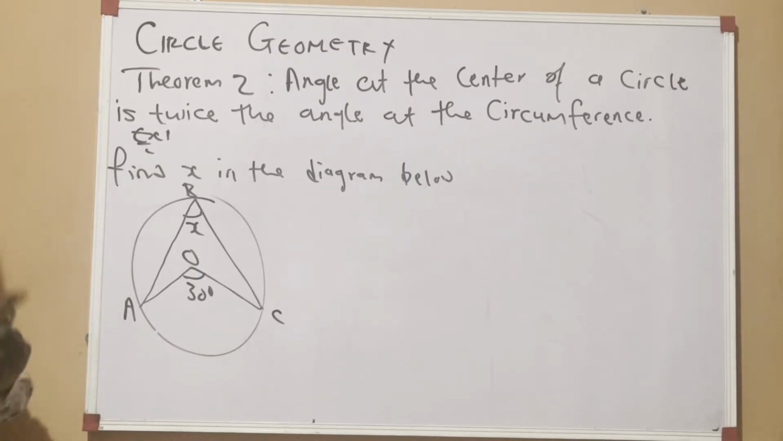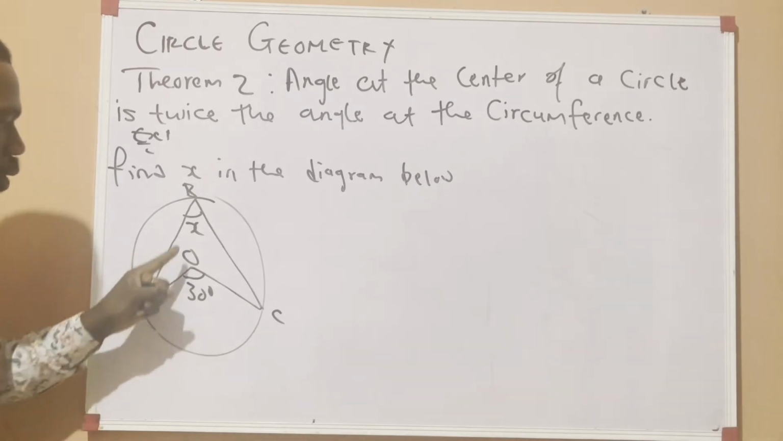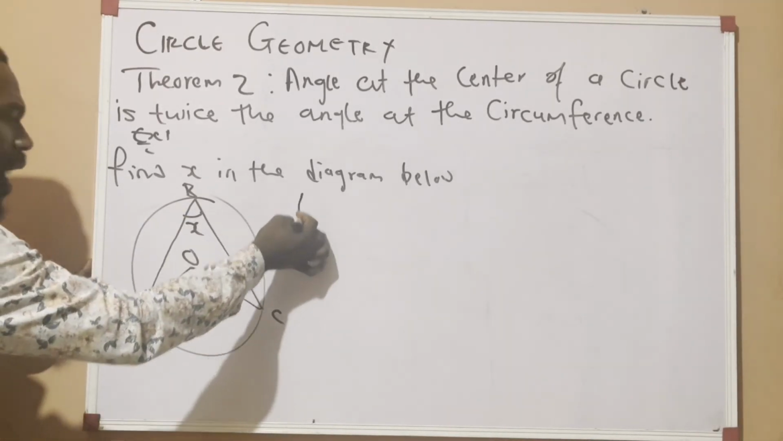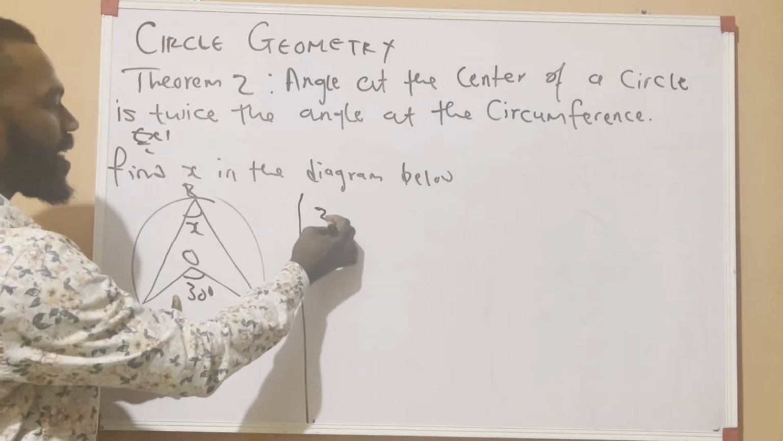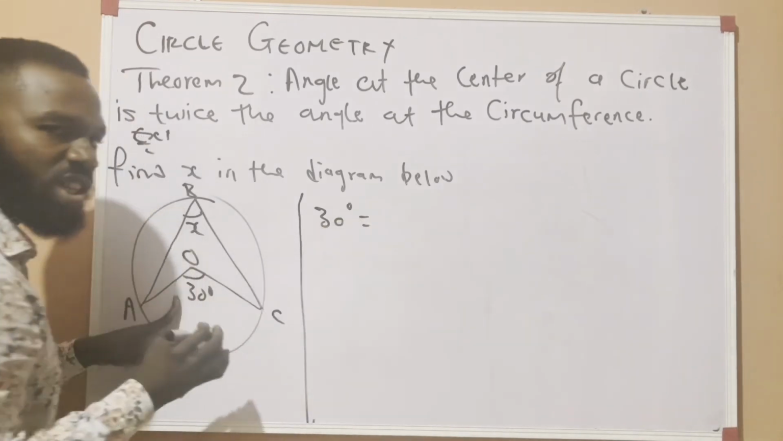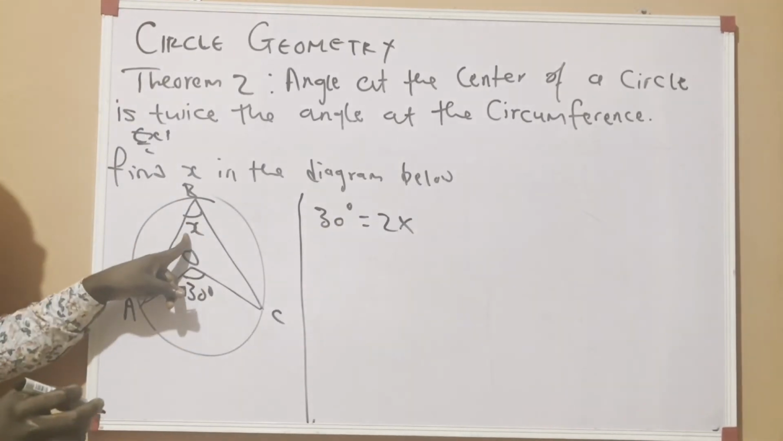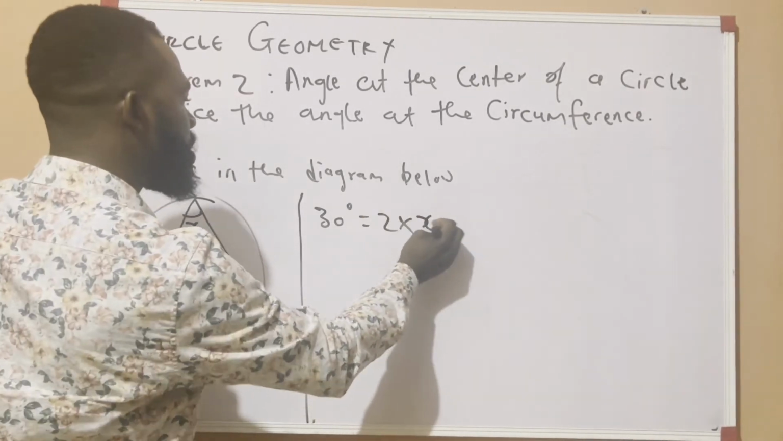Now we are told to find the value of x in this question. It is as simple as that. What theorem are we applying? The theorem for today, which says the angle at the center of a circle is twice the angle at the circumference. So if we follow that theorem, what is the angle at the center of the circle? 30 degrees. Now, this is equal to twice, and twice simply means 2 times, the angle at the circumference. Now, what is the angle at the circumference here? x. Are you with me?